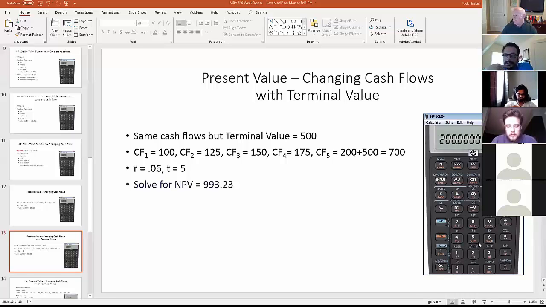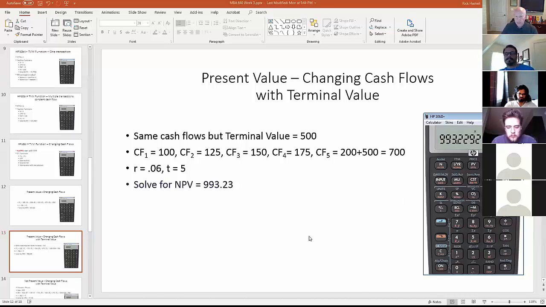plus 500 equals, that's my 700, and now is my cash flow in period 5. I'll give it then 6 as interest per year, and then let's see what happens to net present value. I get 993 and some change.